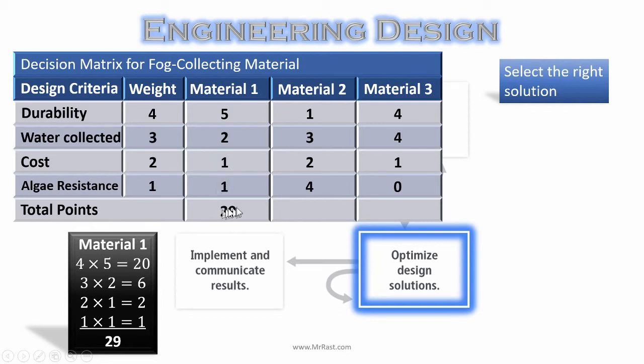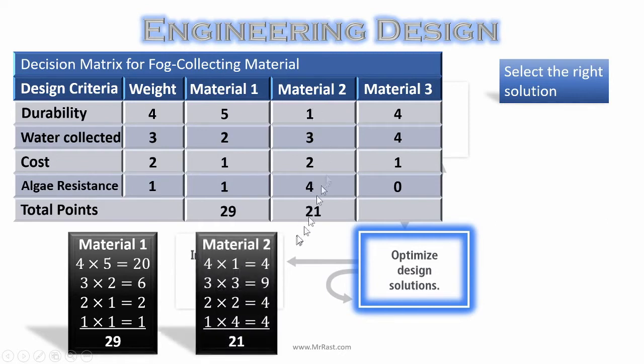So remember, when you do the total points, it's weighted. So you have to multiply whatever these columns are by the weighted value. So in this one here, we do 4 times 1. This will be a 4. And 3 times 3 is 9. 2 times 2 is 4. 1 times 4 is 4. So we have a weighted value of 21.